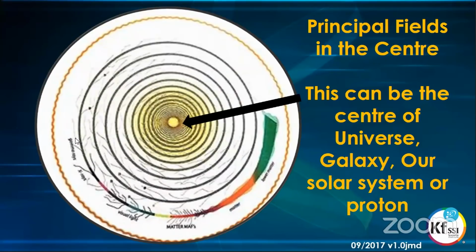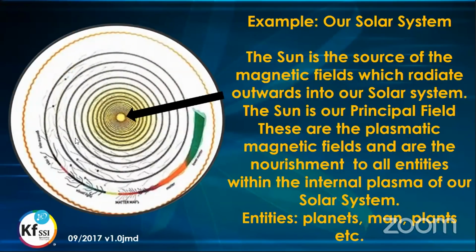So if we have a look at an example of our solar system, the sun is the source of the magnetic fields which radiate outwards into our solar system. And so our sun, we could say, is our principal field within the solar system. And these are the plasmatic magnetic fields and are the nourishment to all entities within the internal plasma of our solar system. We can call entities other planets, the man or the plants on this planet. So it's the fields which nourish all the entities within our solar system. And we can then view our solar system as one single plasma.